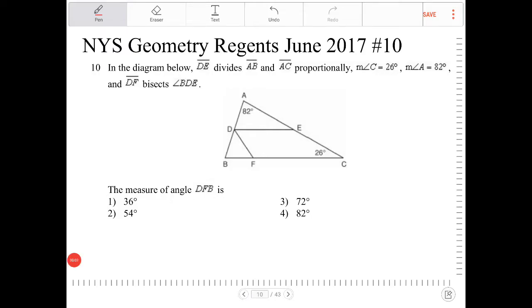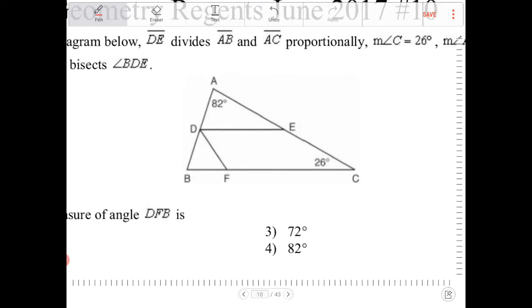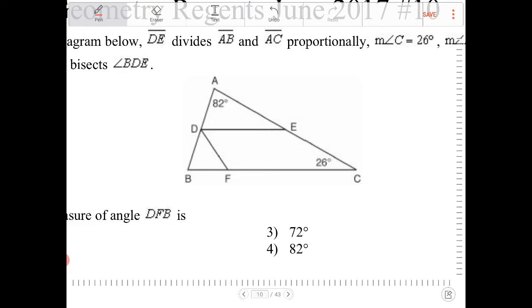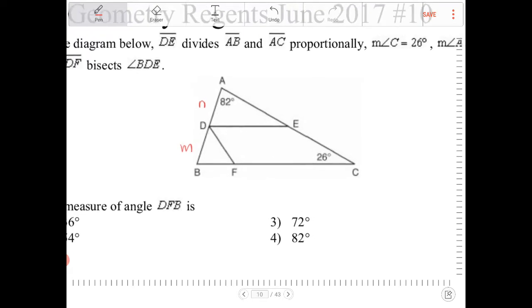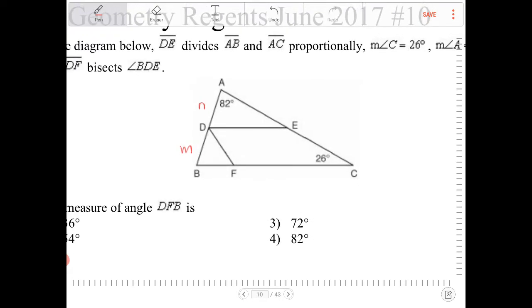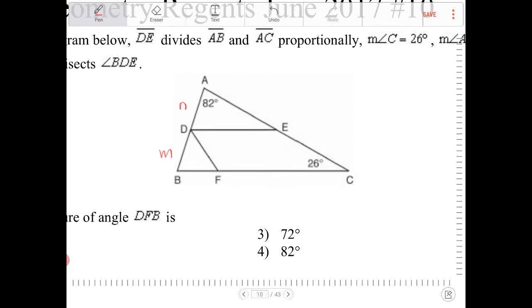In the diagram below, DE divides AB and AC proportionally. So that statement is telling us that AD and BD here are going to share some kind of segment and will have some kind of ratio. And because DE is dividing AB and AC into proportional parts, then if AD has a length of n, then AE would have a length of, let's say, n times k by some proportional constant.